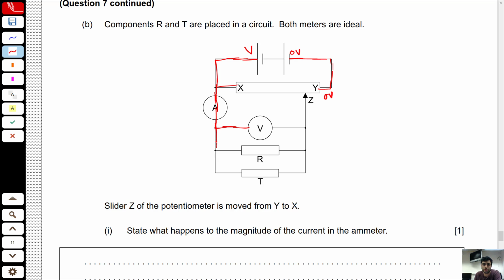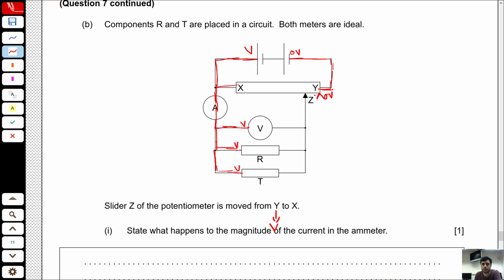All of this is connected to V volt, so it will be V voltage. Okay, so V, and we have to decide what is here. So slider Z of the potentiometer is moved from Y to X. When the slider Z is at Y, we will receive 0 voltage here. So all of this will be 0, 0, 0. V minus 0 is V. So we receive the entire voltage. So when we are at Y, we receive a voltage of V across this voltmeter.